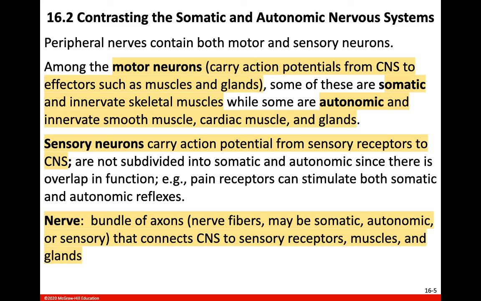Now, we do know some of those cranial nerves, like the optic nerve and the olfactory nerve, are strictly sensory nerves. But most of your cranial and spinal nerves are going to be both sensory and motor.